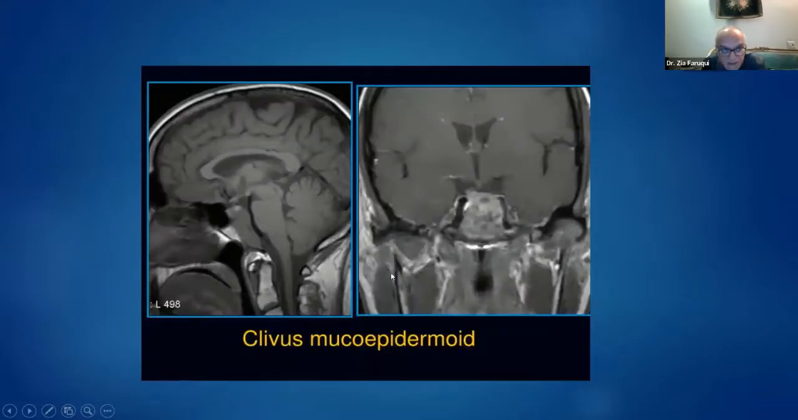And here's another case in point. This is the normal clivus marrow. This is a mucoepidermoid from the clivus. You can see that on T1 weighted images, the marrow is completely replaced. So this is abnormal. If you see replacement of the fat marrow, look for primary bone pathology.